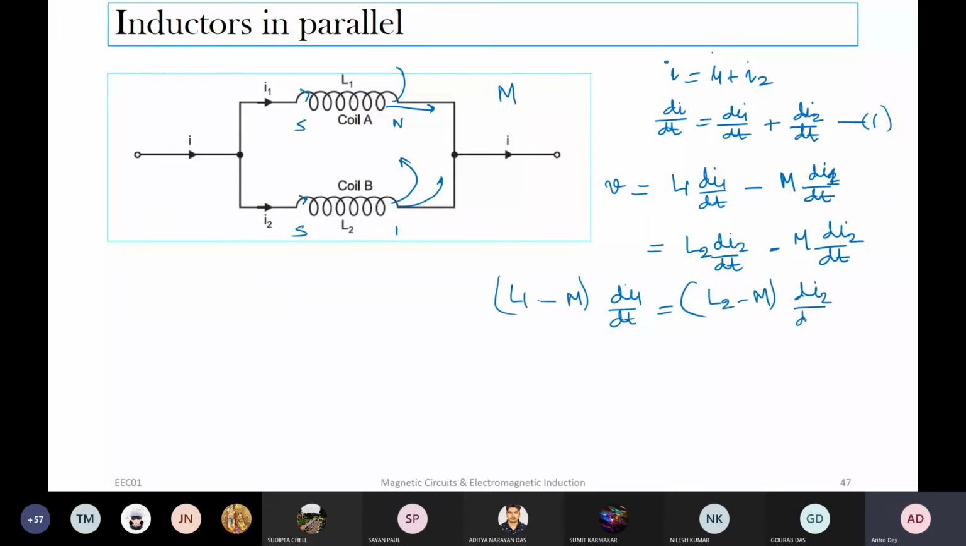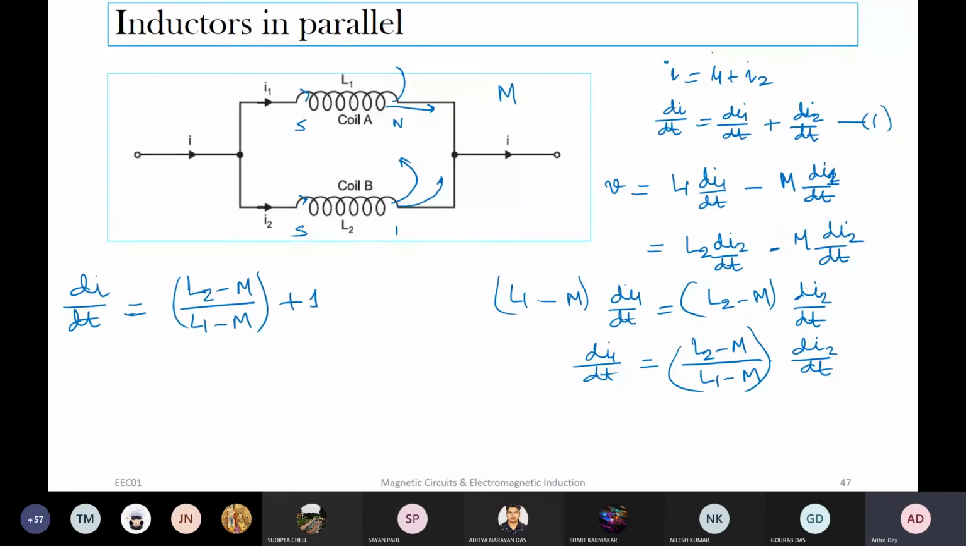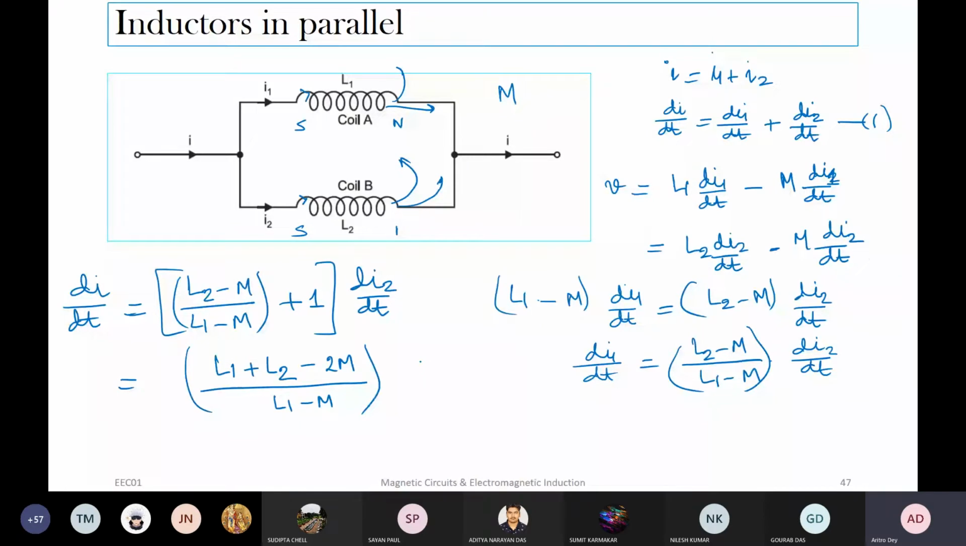So we can write di1 dt is equal to L2 minus M by L1 minus M di2 dt, isn't it? If you substitute the whole thing in equation one, then you can write di dt is equal to L2 minus M by L1 minus M plus 1 into di2 dt. So L1 plus L2 minus 2M by L1 minus M. So this you can write.